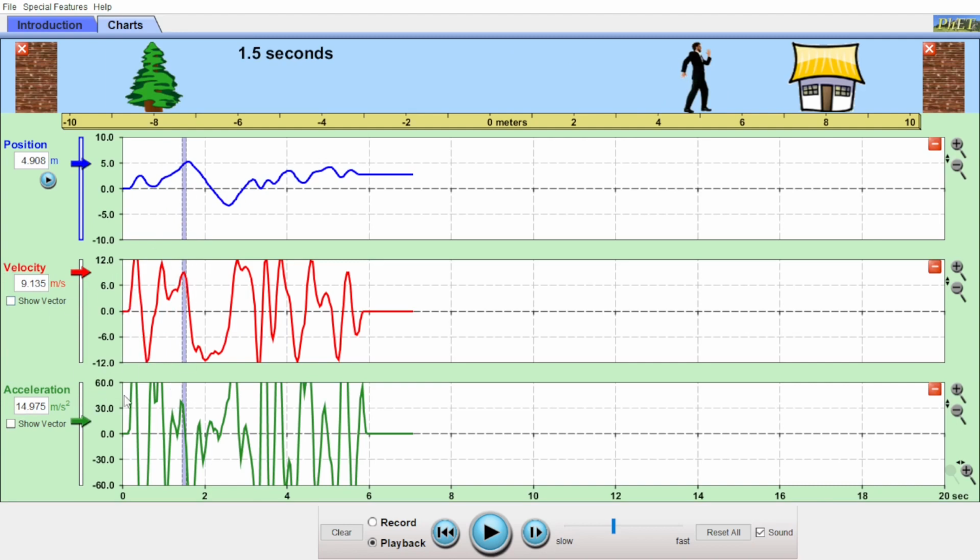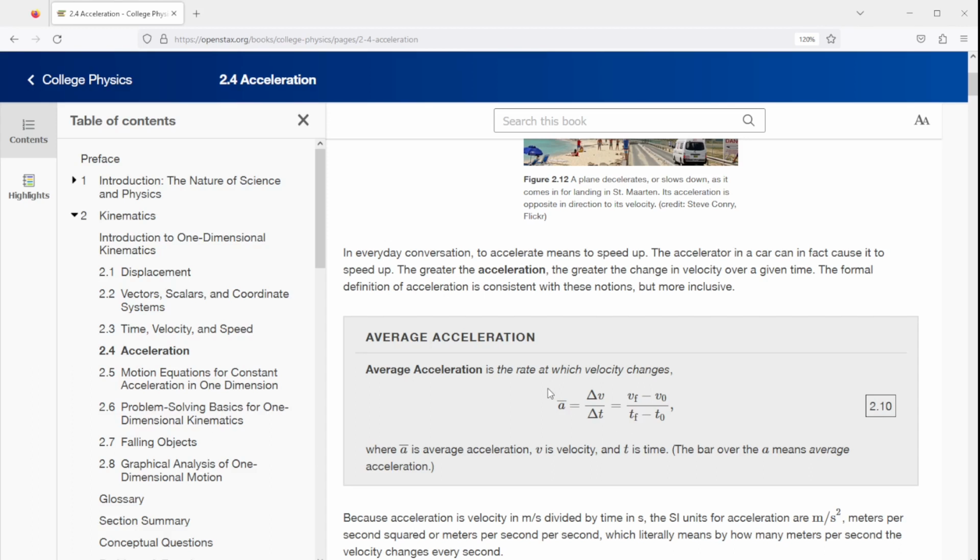And when the velocity is constant, what would that tell us about the acceleration? Well, if we look back at the definition of acceleration, we see that if the velocity is constant, the acceleration is going to be zero. So if the velocity is constant, that means the delta is zero.